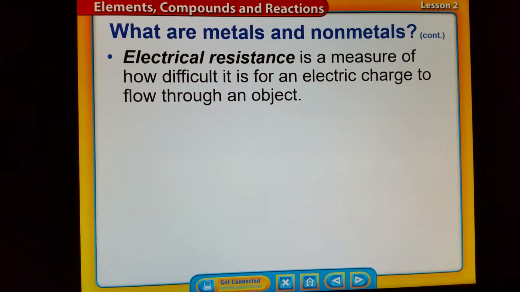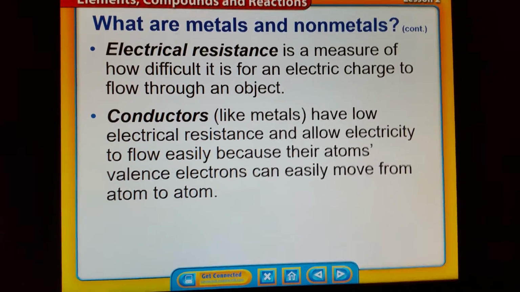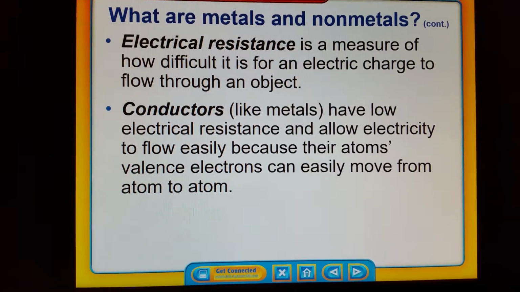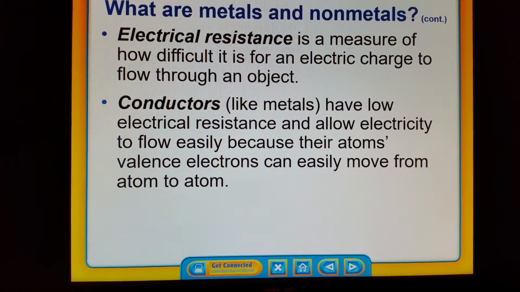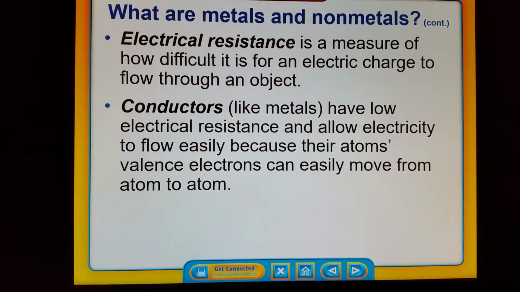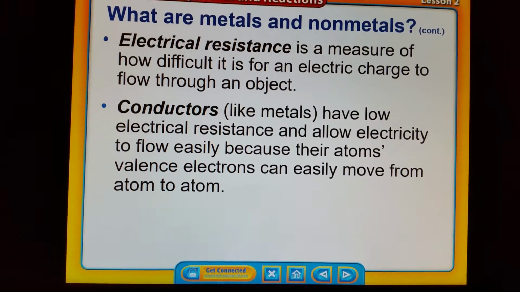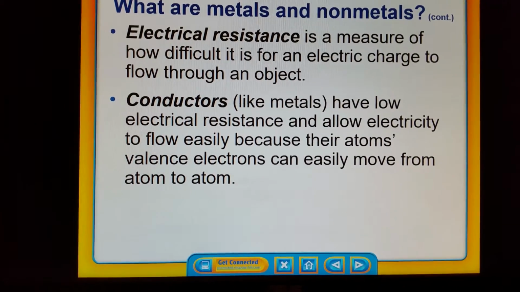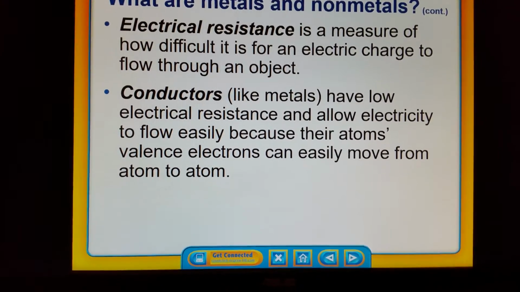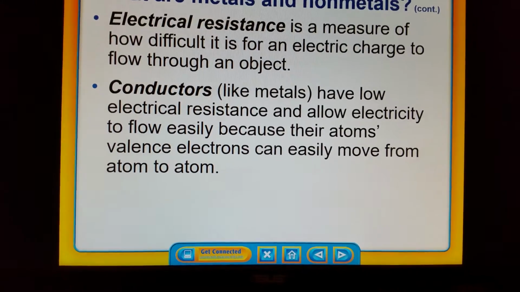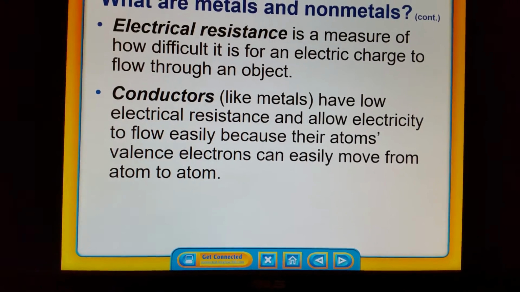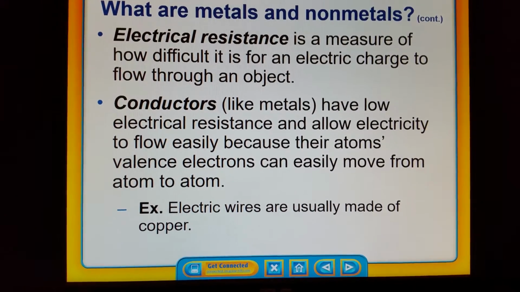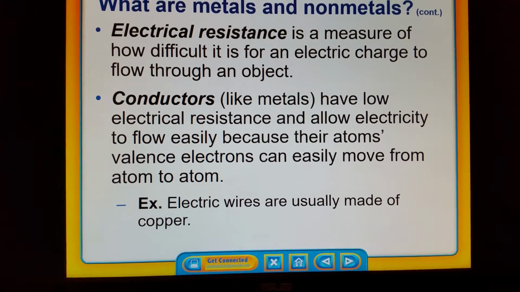All right, let's keep going. Conductors, like metals, have a low electrical resistance and allow electricity to flow easily through their atoms. Valence electrons can easily move from one atom to the other. So conductors have low electrical resistance, which means electricity can easily flow through them from one atom to the other. Examples: electrical wires are usually made of copper.